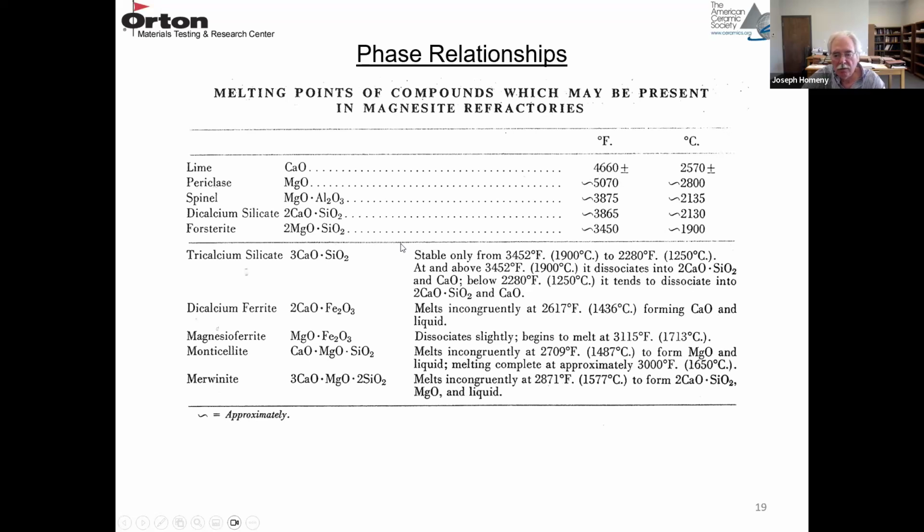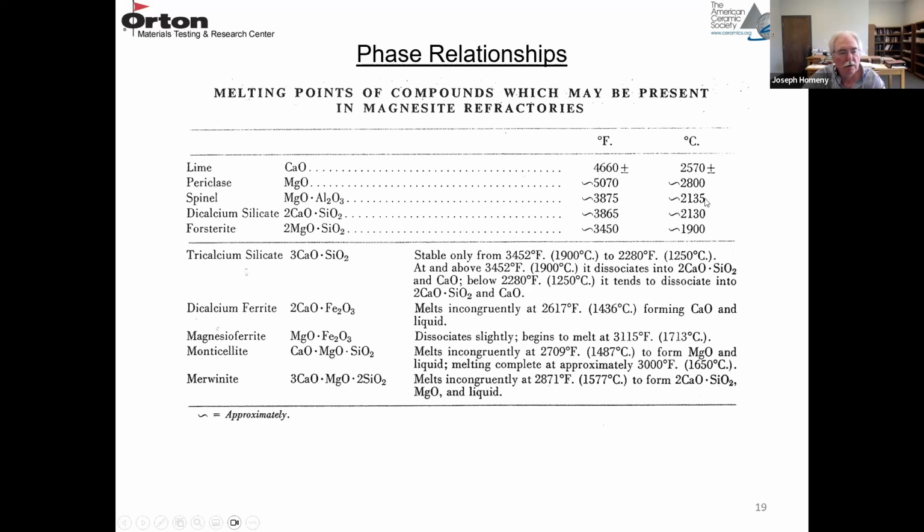And these are the melting points of the different possible materials in an MgO refractory. Lime is 2570 degrees C. MgO is 2800. This spinel is a refractory by itself. This magnesium aluminate, we'll talk about that next class. It's becoming more popular because it's a high temperature material.